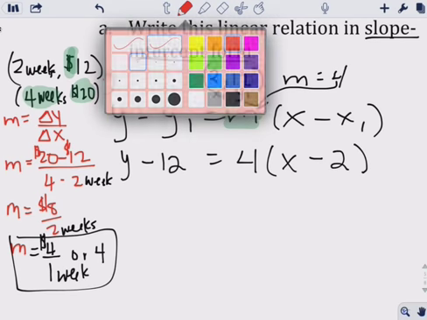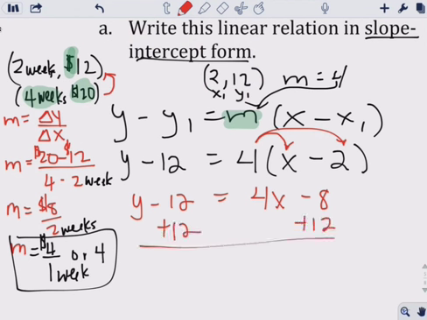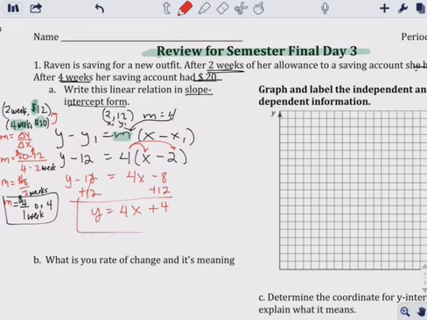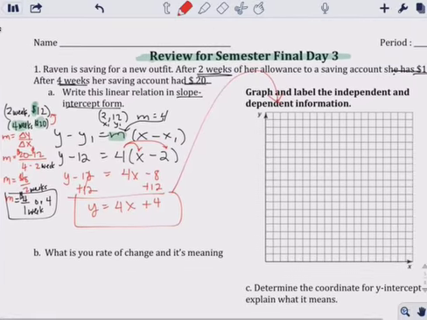Okay, and then you distribute: 4x minus 8, y minus 12. You would add 12 to both sides. Y equals 4x plus 4. And then you have to graph it. Use this information to graph over here.